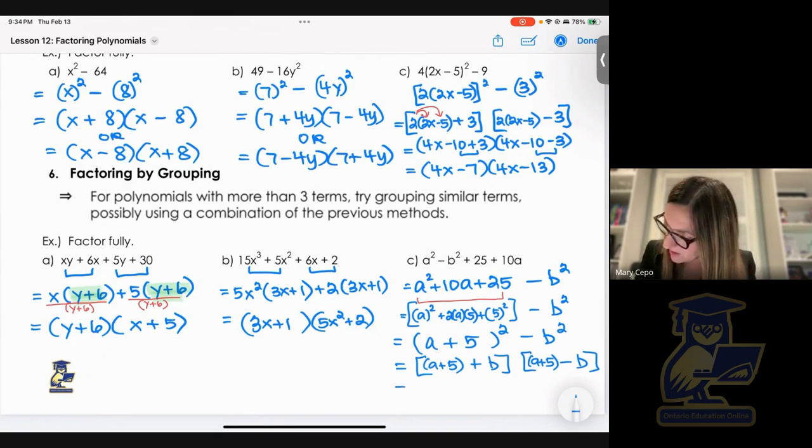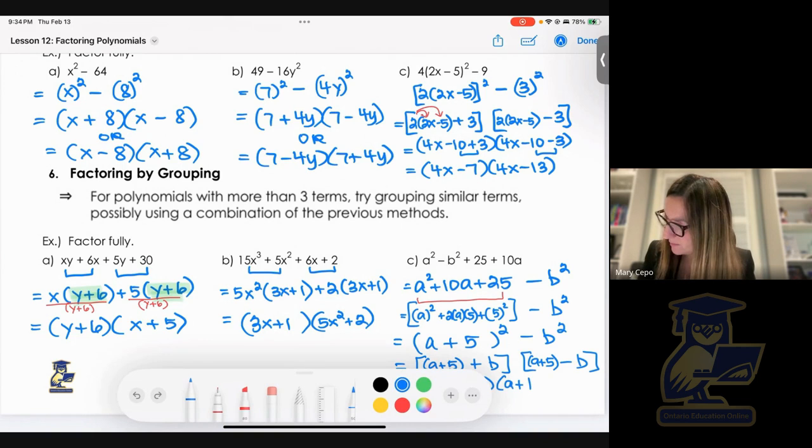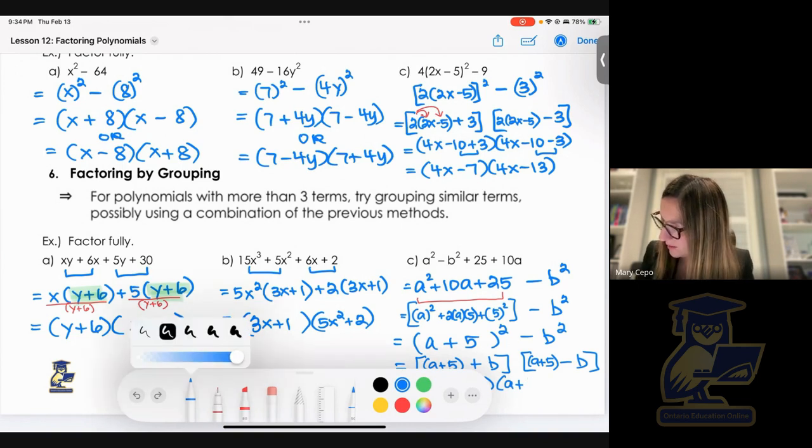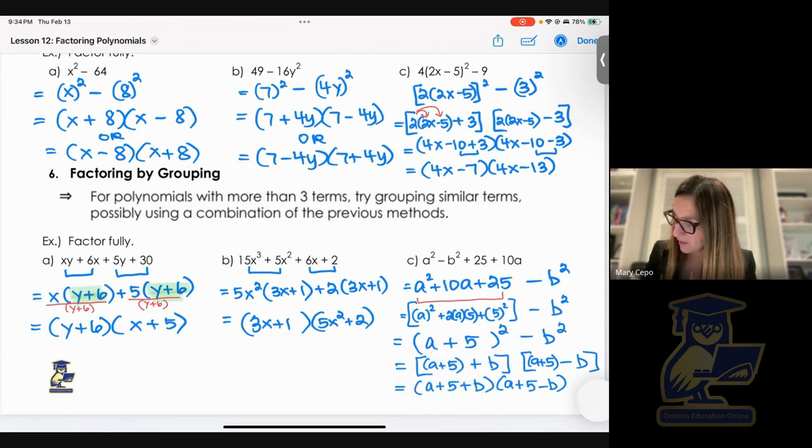And then, of course, we want to fully simplify: a plus 5 plus b, a plus 5 minus b. And of course, we like to make sure it's expressed in decreasing order. So a plus b plus 5, a minus b plus 5.